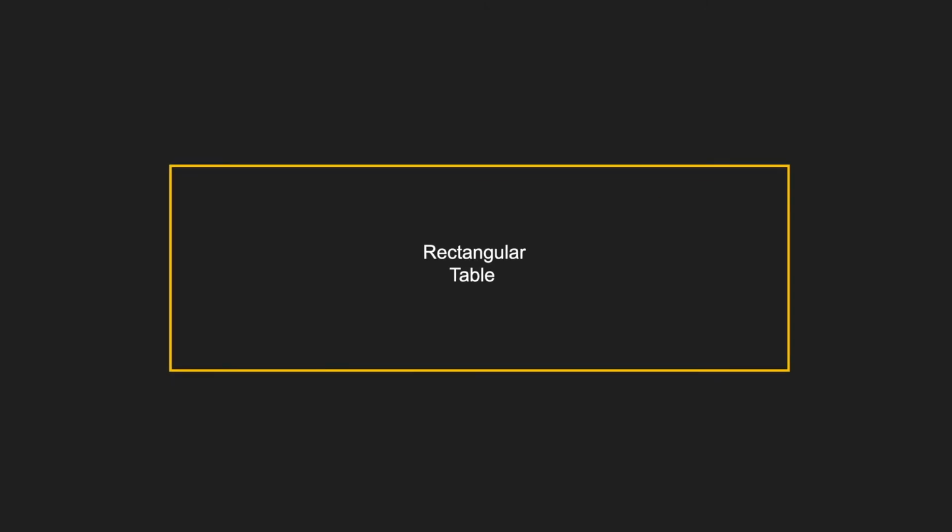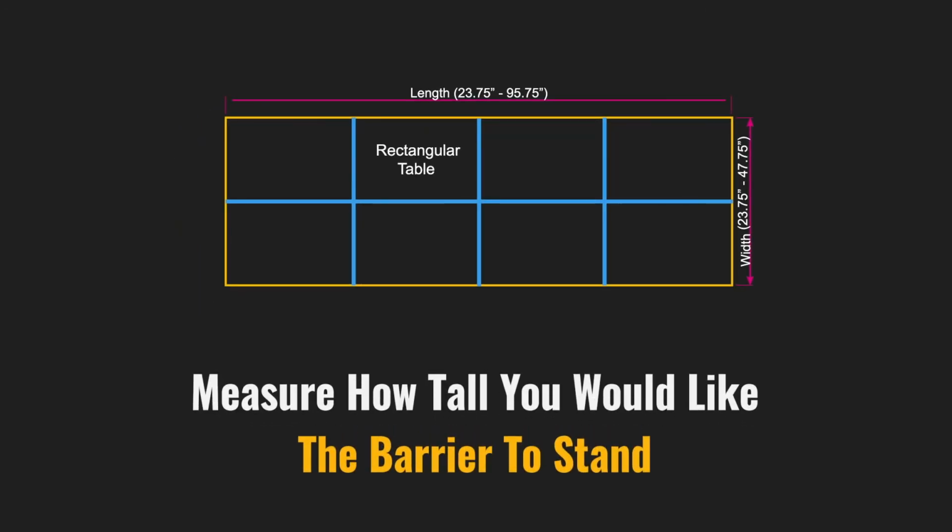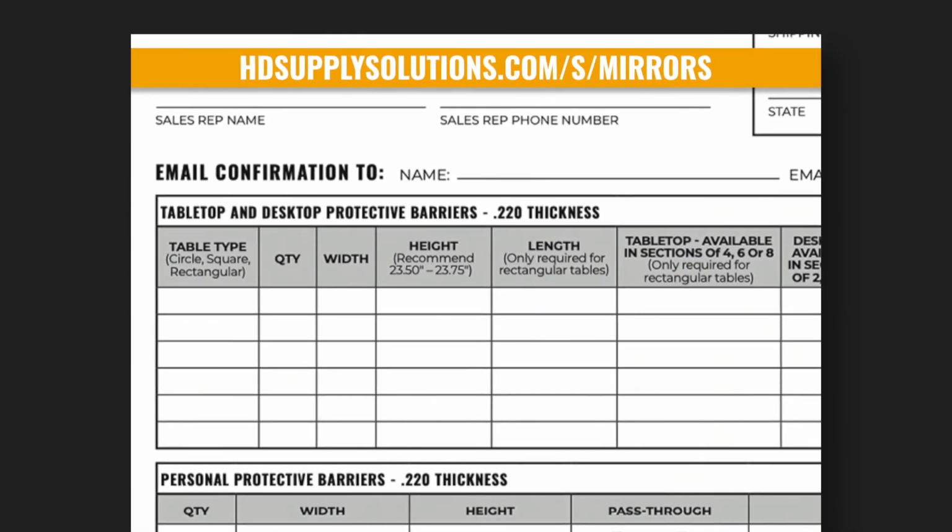When measuring for a rectangular table, first measure the width and length. Next, for the height, measure how tall you would like the barrier to stand from the surface to the nearest 1/4 of an inch. When filling out the form, please enter the type of table, quantity, width, length, and height that indicate how many spaces you would like the barrier to have.